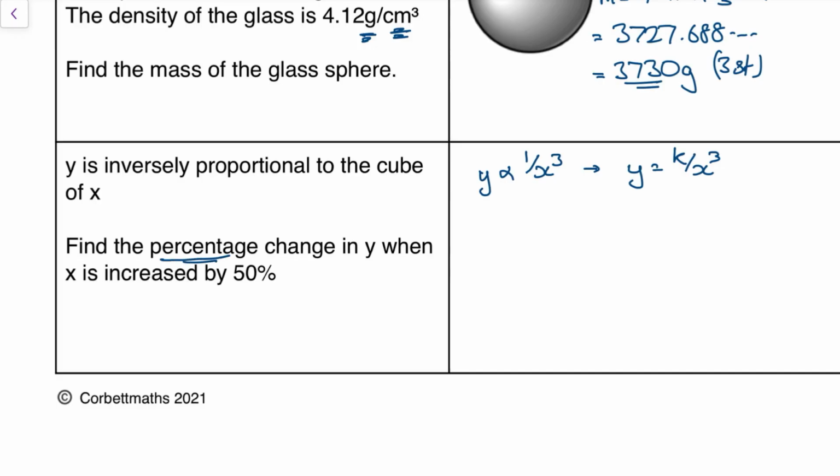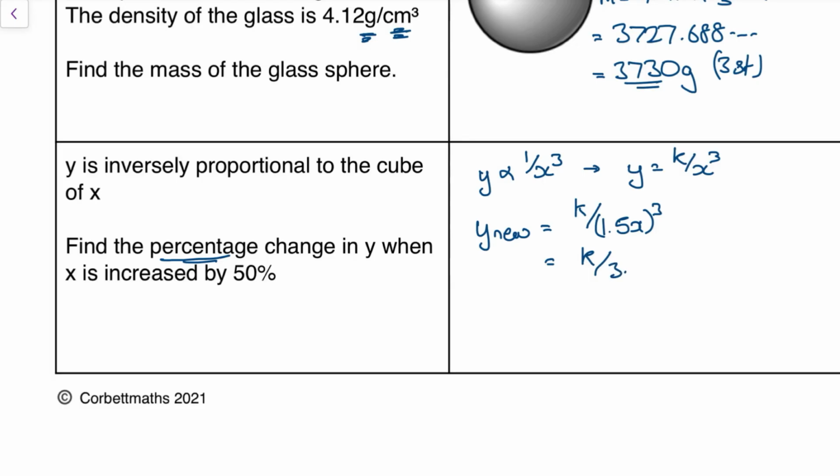So what's happening now is I'm increasing x by 50%, and then I want to see what happens to my y. Now, the way I'm going to do that is like this. I'm going to say that y new is equal to k over, and x is 1.5, in other words, multiplies 1.5x, all cubed. Then I get my calculator out, and so that's going to be k over 1.5 cubed, which is, it says 27 over 8, but 3.375.